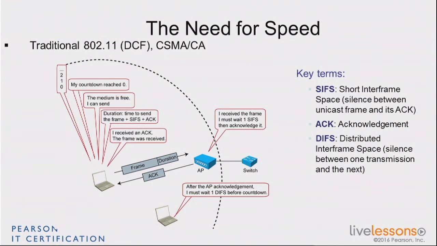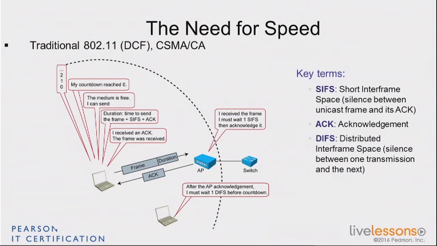So when you send a unicast frame, the silence between that frame and the acknowledgement is going to be only a SIFS, not a DIFS and SIFS, a small one, a short one. And that makes sure, because the SIFS is smaller than the DIFS, that you're going to reply with the acknowledgement before anybody else has a chance to send their next frame. So you send your frame, silence, SIFS, acknowledgement.